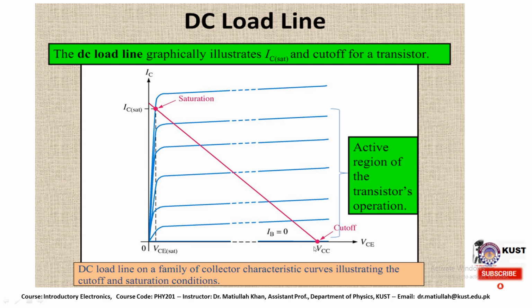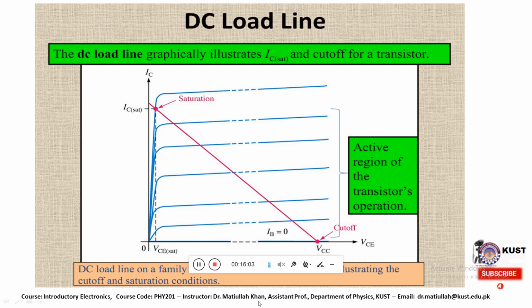This is the cutoff mode, where there is no collector current. If we draw a projection across the vertical axis, its value comes to be 0. So this means that at this particular point there is no collector current.